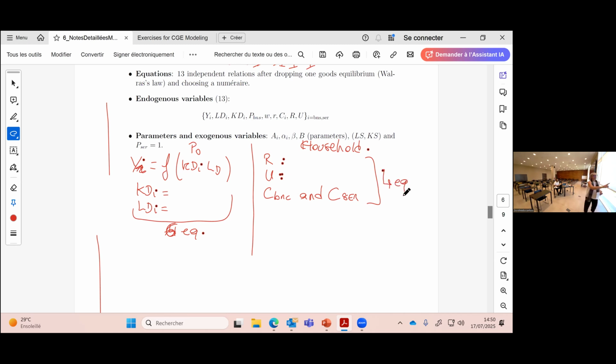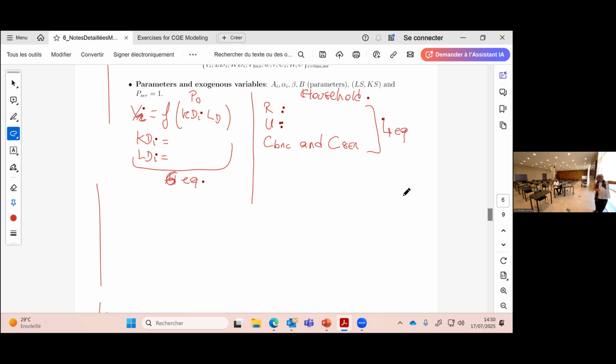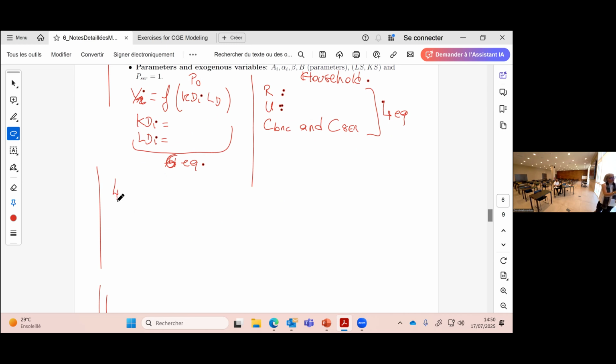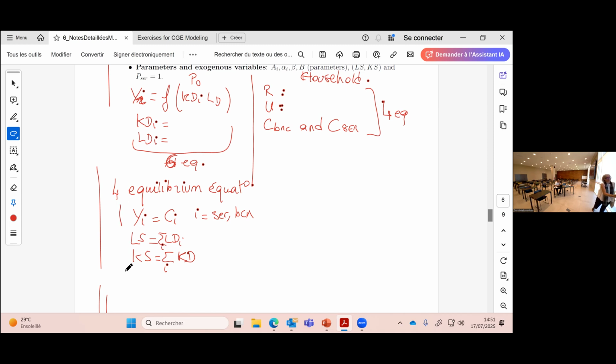For the household, I have 4 equations. Then between the production and the household, I have already 10 equations. And I have 4 equilibrium equations. On the goods market, supply equals demand, and it's 2 equilibrium equations here. And I have also the equation on the labor market and the equation on the capital market, that are the sum of all the demands. Then here I have 4 equations.